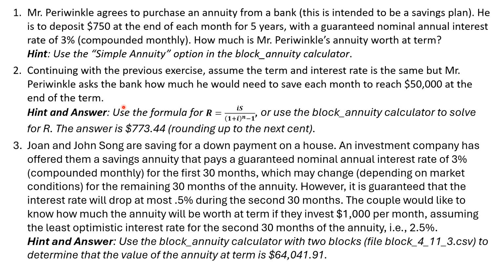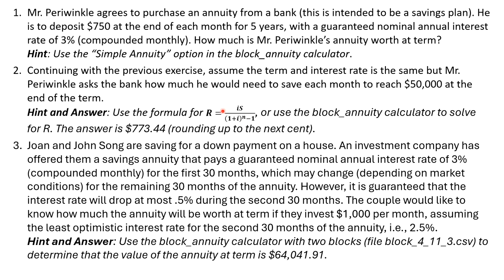So either you can use the formula that we developed several lessons ago and solve for R, in other words, the amount he needs to deposit monthly. S is the 50,000, and i is the interest rate per month. So you need to divide 0.03 by 12, just as a caution when you do this calculation.